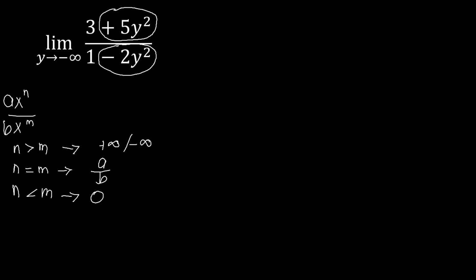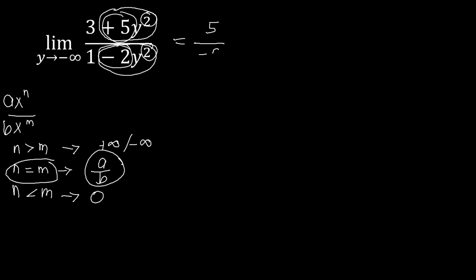Now, notice that here we've got 2. At the bottom part, we've got 2. We have the same exponent, so our n is equal to m. That means we are going to take our coefficient, or the numbers beside the variable with the square as an exponent. So we have here at the top positive 5, so this will be a 5, over a negative 2 beside your y squared. Positive divided by negative will give a negative result. So we have negative 5 over 2 as our limit of that one.